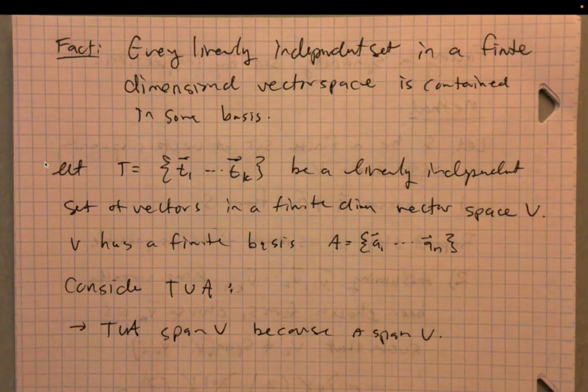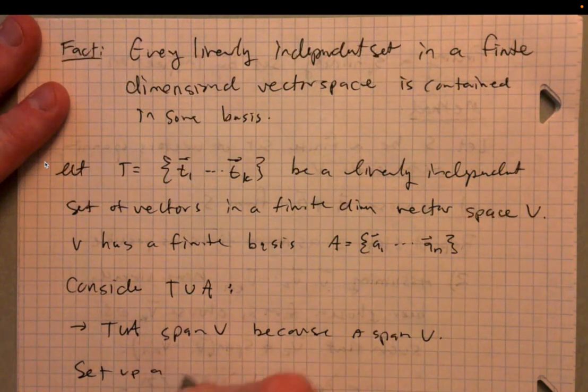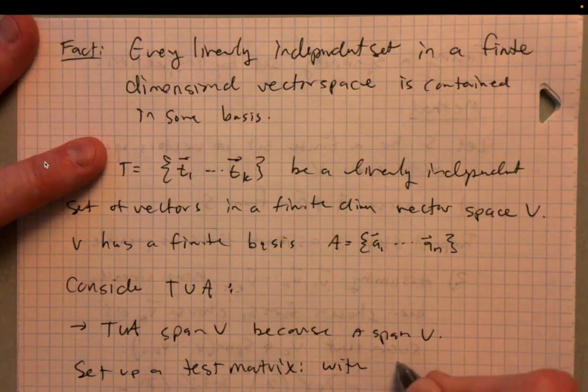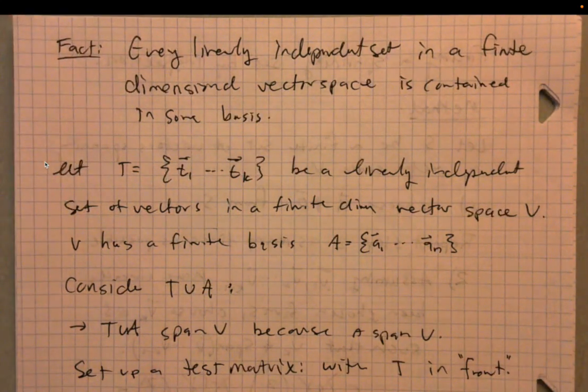Now, how can we do that intelligently? How can we guarantee that T1 through Tk make it into the basis? Well, what we can do is order the columns of the test matrix with the T's first, so that they are guaranteed to stay in the basis, and all of the A's we can put secondarily in there. Some of them will drop out, that's fine, but we will definitely retain the T's, right? So we want to set up a test matrix with T in front. And when I say front, you know what I mean, the leading columns.